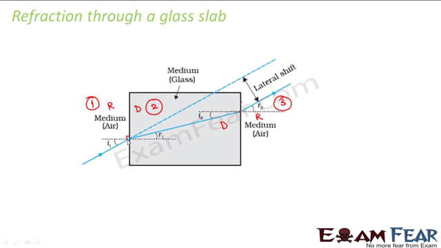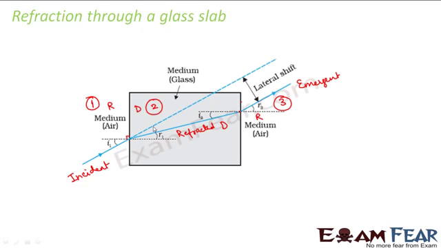This was your incident ray which entered the glass slab, and this was the ray which emerged out from the glass slab. So this ray is known as the incident ray because it was incident on the glass slab. This ray is known as the refracted ray, and this ray which comes out of the glass slab is known as the emergent ray.